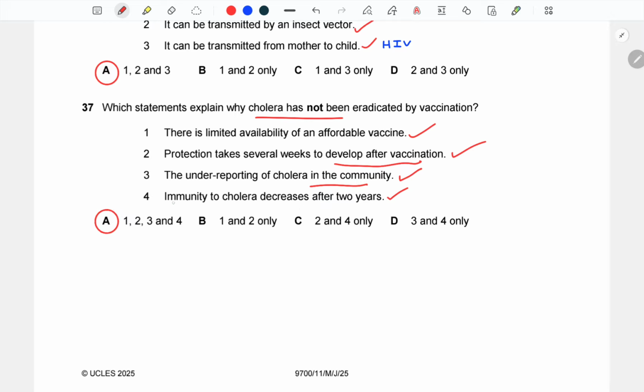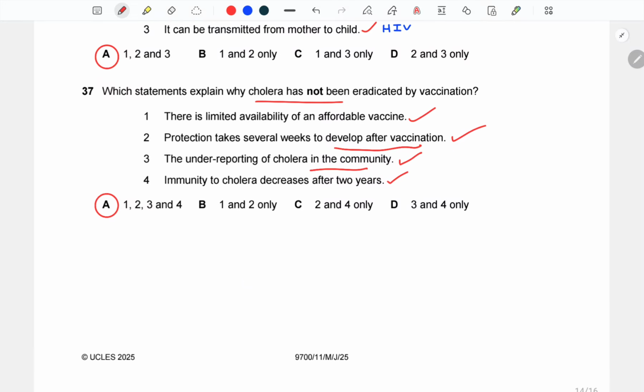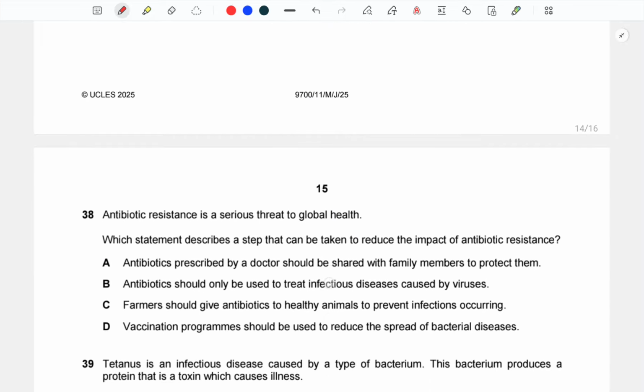Even if we don't know this point, that immunity to cholera decreases after 2 years, we should hypothesize why vaccination is not helping against cholera. If the immunity to cholera decreases after 2 years, this is basically explaining the question itself. This is occurring, which is basically leading to vaccination being of no use. So yeah, even if we don't know this, we can decipher it. So A should be our answer.